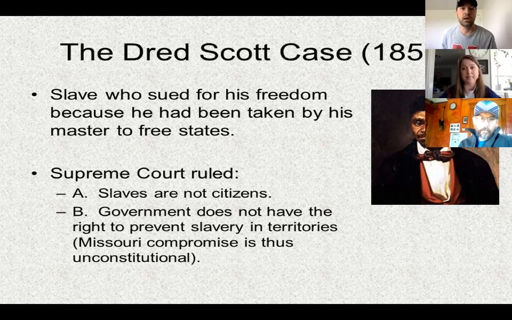Yep. And I think the Supreme Court thought, you know what, we weighed in on this, all done. And that's not the case at all, right, with the Dred Scott case. What are the reactions here with this?